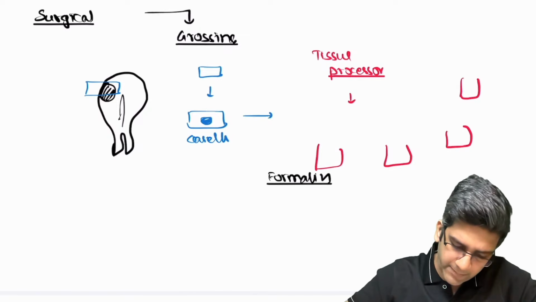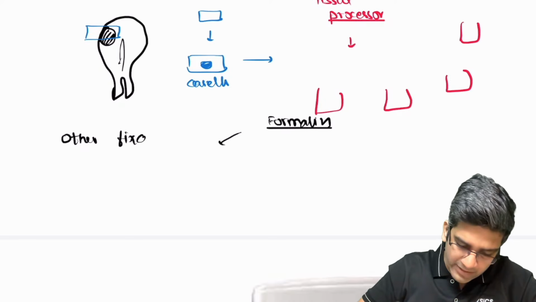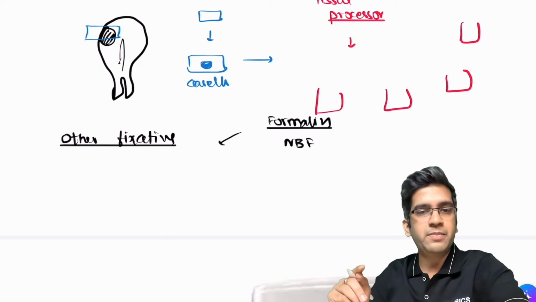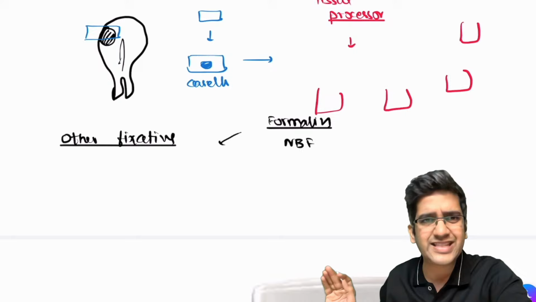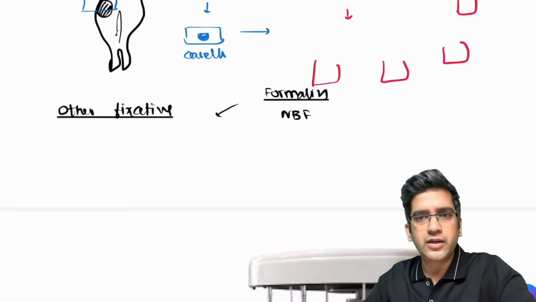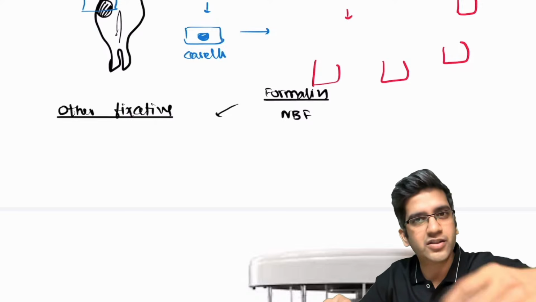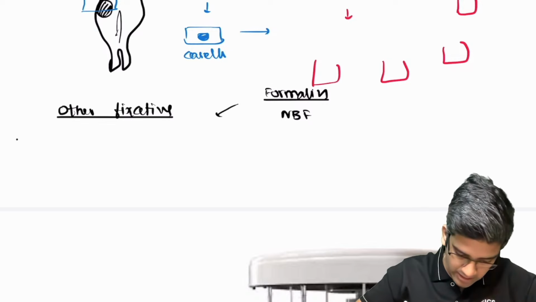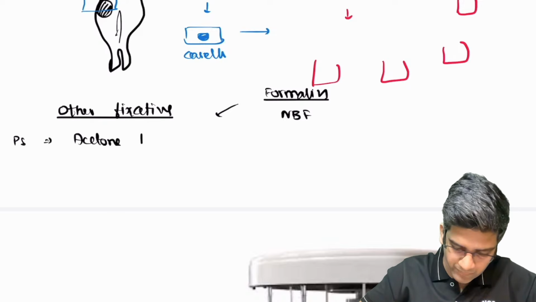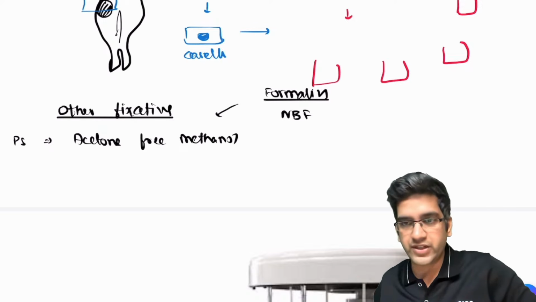I'll just take a detour here and tell you what other fixatives you have to know. The most commonly used fixative is formaldehyde, or if the option has NBF, it's the same. NBF is neutral buffered formalin. It's the same formaldehyde, but with a little bit of buffering solution, right? You must have done a peripheral smear in your first year, right? What is the fixative used? The stain is Leishman stain, right? For a peripheral smear, I'm writing PS. We use acetone-free methanol as a fixative for a peripheral smear in a Leishman stain, right? Okay.